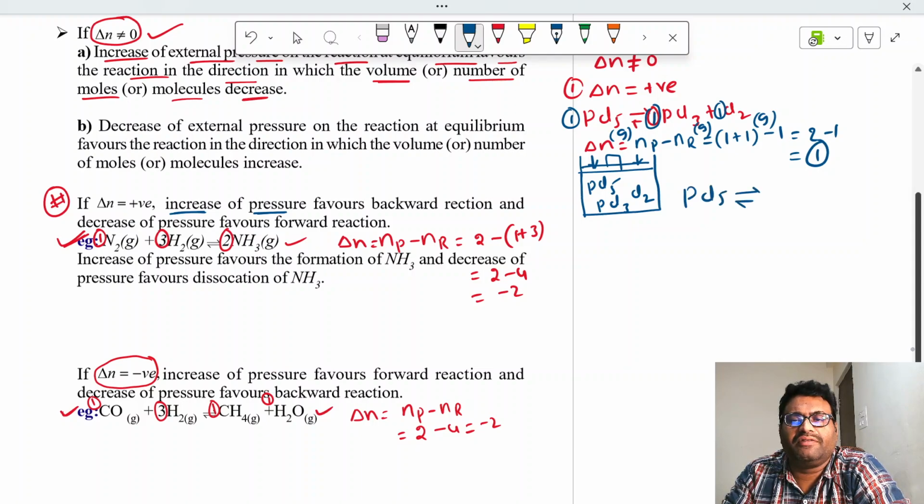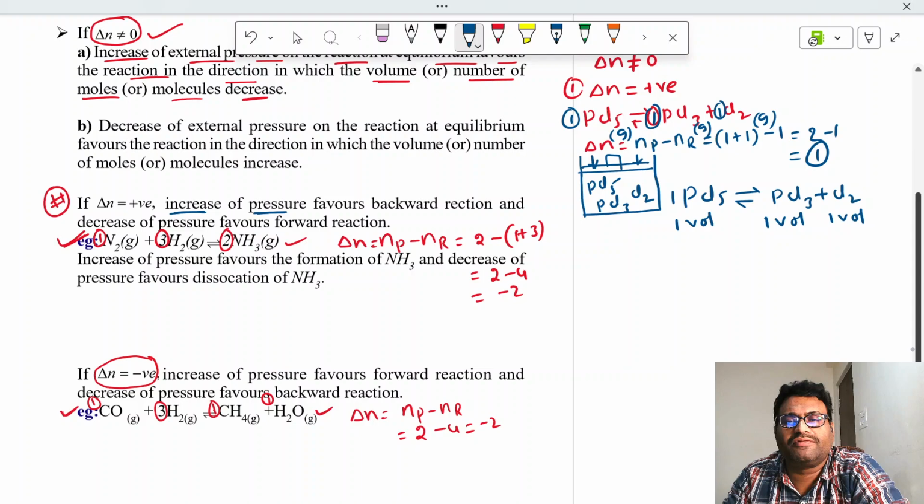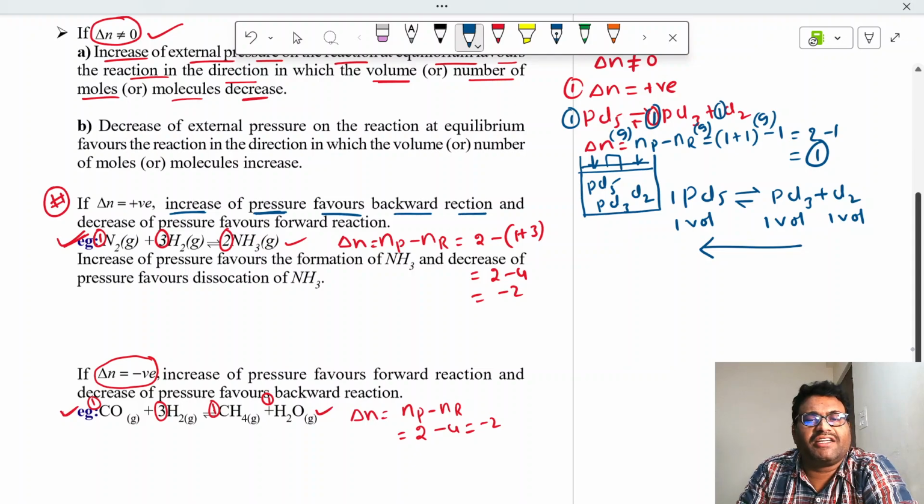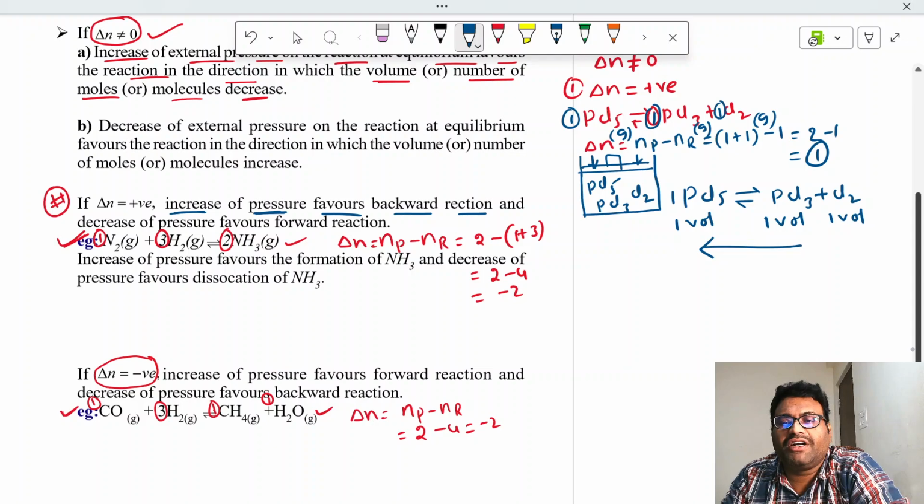How to remember? Simple. If I increase pressure, volume decreases. Here we say that 1 mole means 1 volume. So reactant side has 1 volume, and product side has 2 volumes. If I increase pressure, volume decreases, so it should move to the less volume side. The less volume side is the reactant side, so the net backward reaction happens. It favors the backward reaction.